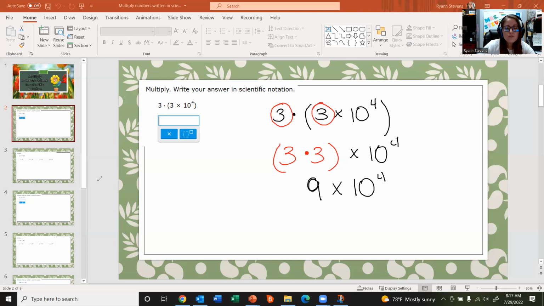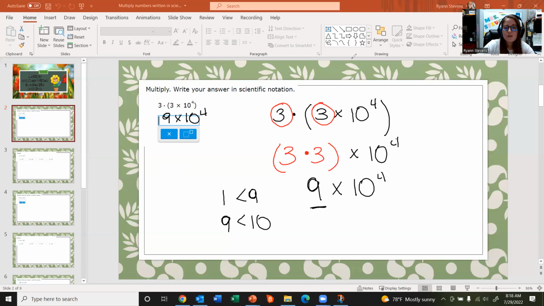And when you get your final answer, the important thing to do is to check to make sure that this number here is going to be, it's got to be less than 10. So we know that 9 is less than 10. And it's got to be greater than 1. Okay, and so as long as that works, and as long as you follow the steps, then we can say that this is going to be our final answer. So 9 times 10 to the 4th power.